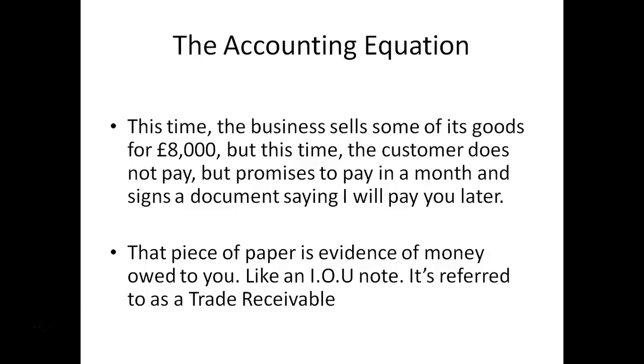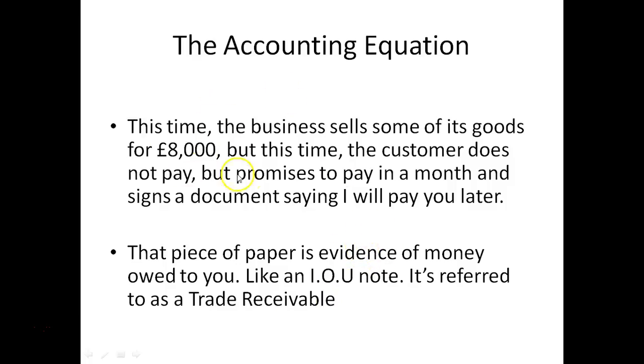Okay, so this time the business sells some of its goods for 8,000. So the business makes some more income, but this time the customer does not pay. The customer promises to pay in a month and signs the document saying, I will pay you later. Or really the invoice is enough. The sales invoice is evidence, but just to drive home the point that the business doesn't have money, but it has another type of asset, and that asset is referred to as a trade receivable.